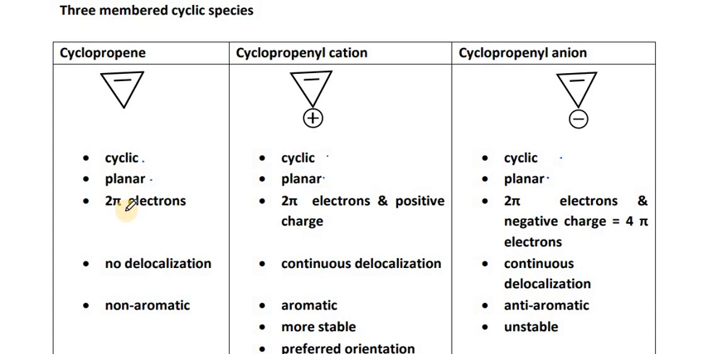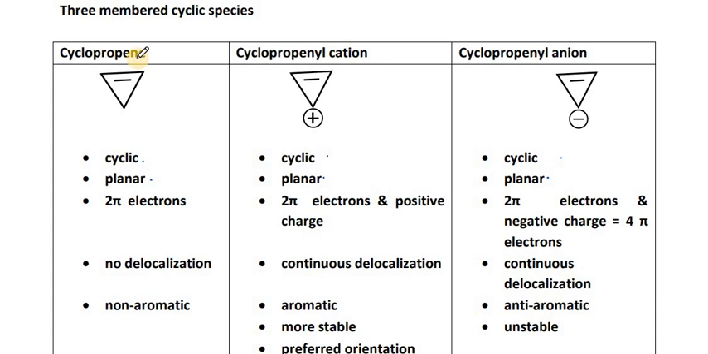And cyclopropene has 2 pi electrons. The cyclopropenyl cation has 2 pi electrons and a positive charge. The cyclopropenyl anion has 2 pi electrons and a negative charge, total 4 pi electrons. Whereas in cyclopropene there is no delocalization, hence it is non-aromatic. Whereas the cyclopropenyl cation falls under the category of aromatic by Huckel's rule. It obeys 4n plus 2 pi electrons, therefore it is aromatic and more stable. Whereas the anion falls under the category of anti-aromatic, that is 4n pi electrons, and it is anti-aromatic and unstable.